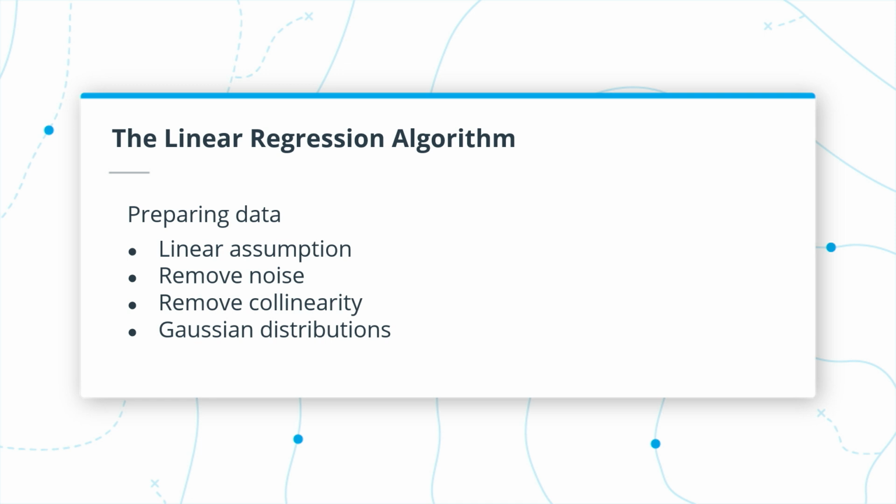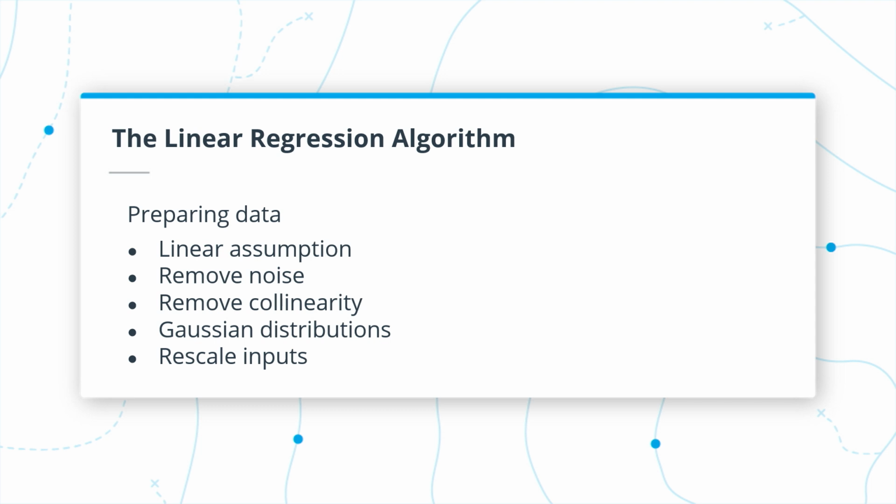Finally, Gaussian distribution. Linear regression will make more reliable predictions if your input and output variables have a Gaussian distribution. You may get some benefit using transforms on your variables to make their distribution more Gaussian looking. Rescale inputs. Linear regression will often make more reliable predictions if you rescale input variables using standardization or normalization.